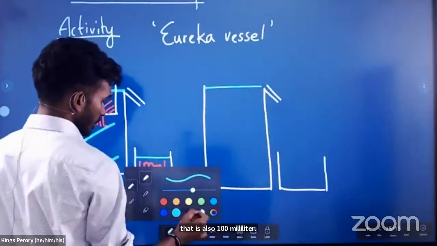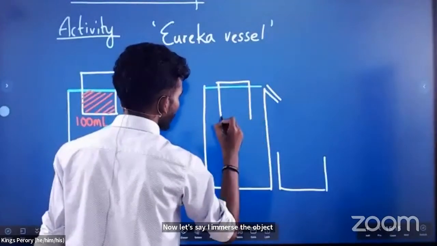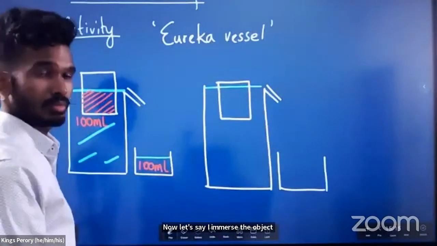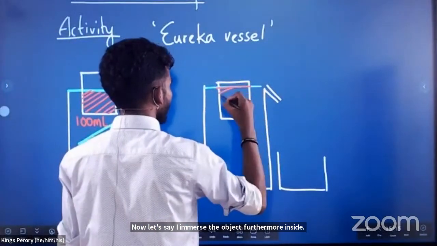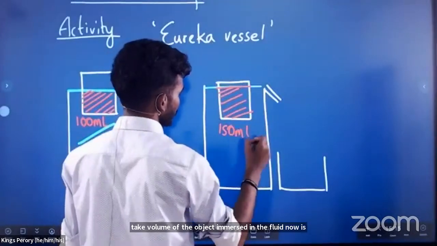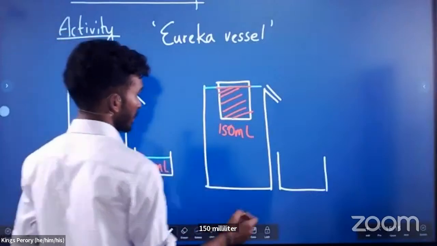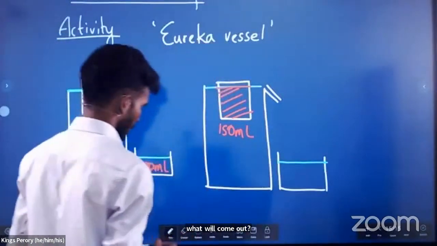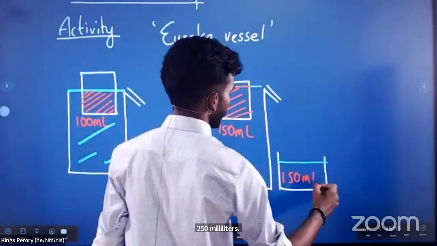Now let's say I immerse the object further inside. Let's take the volume of the object immersed in the fluid now as 150 milliliter. Water will come out. What will be the volume of the water? 150 milliliter.